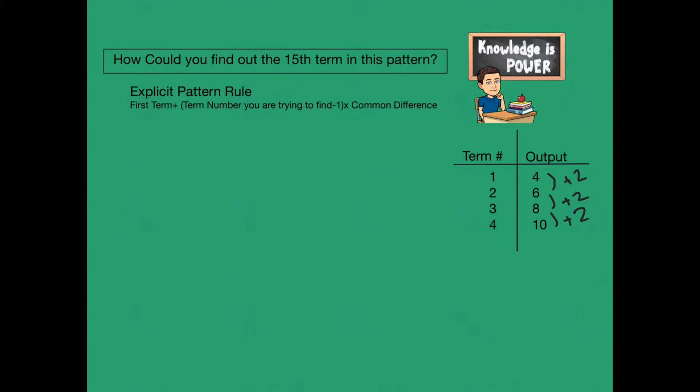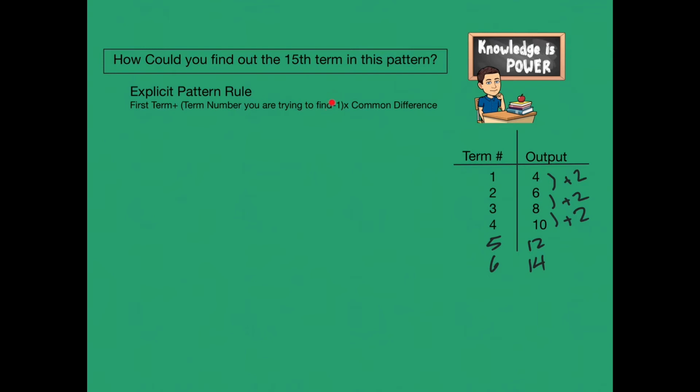If I wanted to find out what the 15th term is in this pattern, we could obviously go down and write it in, but that takes a long time and it's not the most efficient way of doing it. What we can do is use the explicit pattern rule. You can see it up at the top here, and it's very wordy and it might look complicated, but it actually isn't. What we start with is the first term in the pattern, and then we take our term number that we're trying to find out, subtract it from 1, and then multiply it by our common difference.